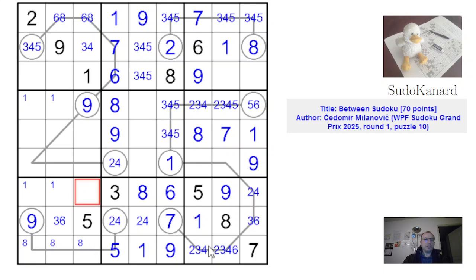Oh, I've been overlooking something, yes. One of those digits must be from 2, 3, 4, because 2, 3, and 4 are not all in those two cells. At least one digit from 2, 3, 4 must be here, which means that this has to be a 2. And now this is interesting, because those digits must be between 4 and 9, so they must be 5, 6, 7, and 8.